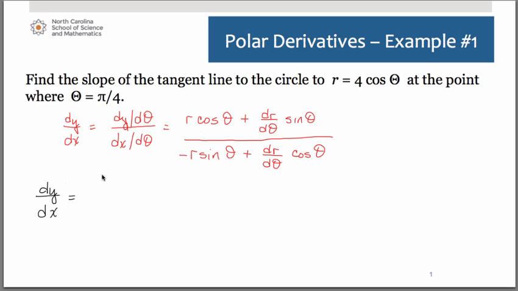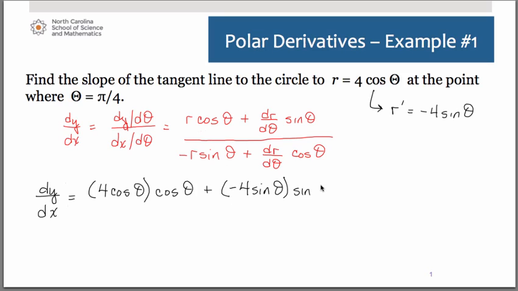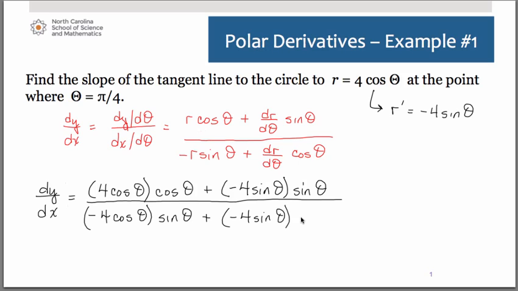Applying the rule, we have the r, which is 4 cosine theta, times cosine theta, plus, now we need dr/d theta, which simply is r prime, and the derivative of cosine, of course, is negative sine, so we have negative 4 sine of theta. And that's what we're going to use for our dr/d theta as we substitute in. And then that gets multiplied by sine of theta as well. In the denominator, we have negative 4 cosine theta, the negative r value, times sine of theta, plus our dr/d theta again, this time multiplied by cosine of theta.